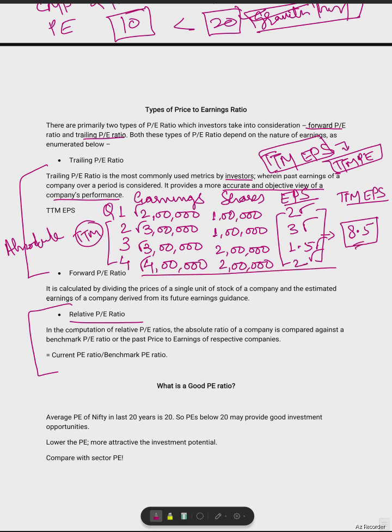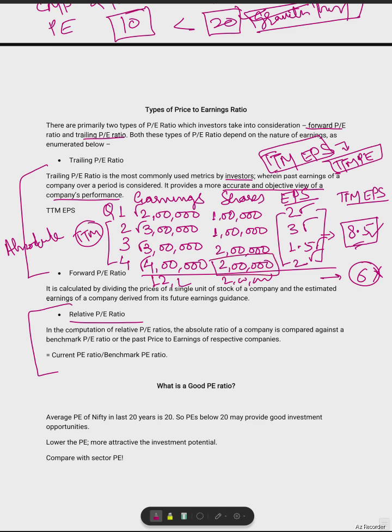Now if you calculate the normal EPS in this example, the overall earning for the year will be 2 plus 3 is 5, plus 3 is 8, plus 4 is 12 lakh, and outstanding shares at the end of the year is only 2 lakh. We will not add up those shares because they are the shares outstanding at the particular date. So the EPS comes to 6 only, but this is not giving the correct picture. 8.5 is giving the correct picture.